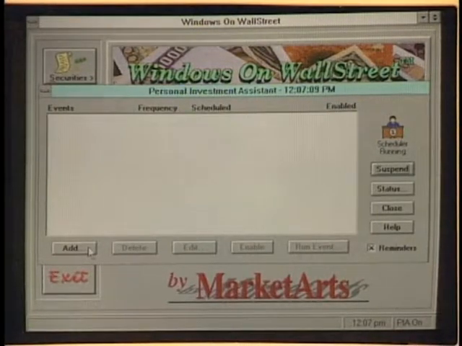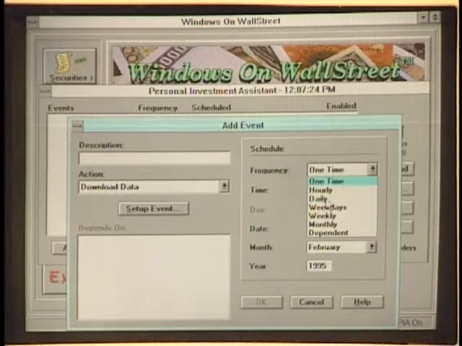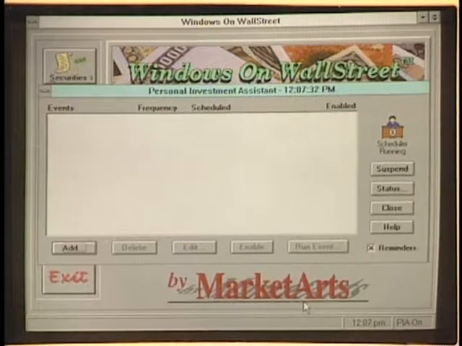What we can do, the investor typically is very busy. He's always active and doing a lot of different things, and he's ill-served if he doesn't pay attention to his daily investments. What we allow him to do is to come in and do an action, for example, download data, and then schedule on a daily basis when he wants to do that. So every night at 2 a.m. while I'm sleeping, sign on, go over to Prodigy, pull down the data, and have it for me in the morning. Exactly. Okay, Windows on Wall Street, thanks very much.